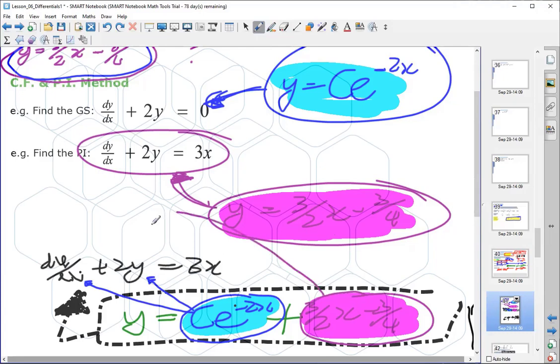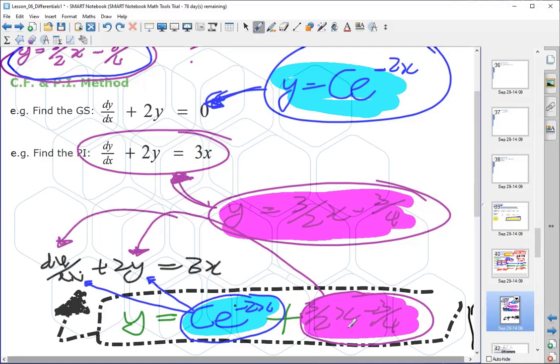If I put that back in as y, then you're going to get 2 lots of 3/2 x - 3/4. What is 2 lots of 3/2 x - 3/4? 3x - 3/2. Lovely. And you're also going to put it back into the other part, which means you've got to differentiate it first.